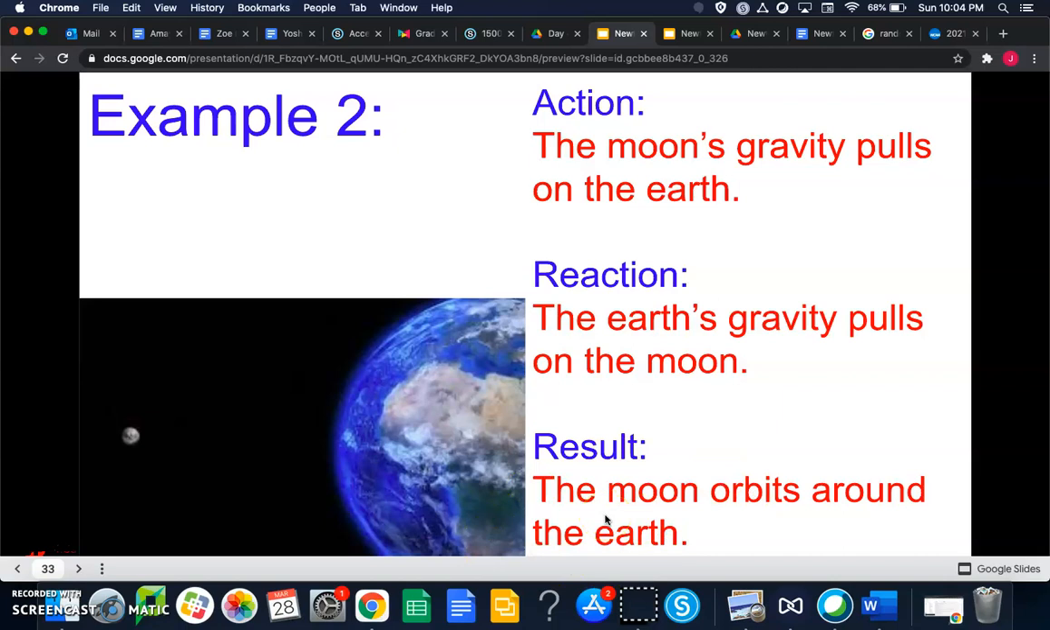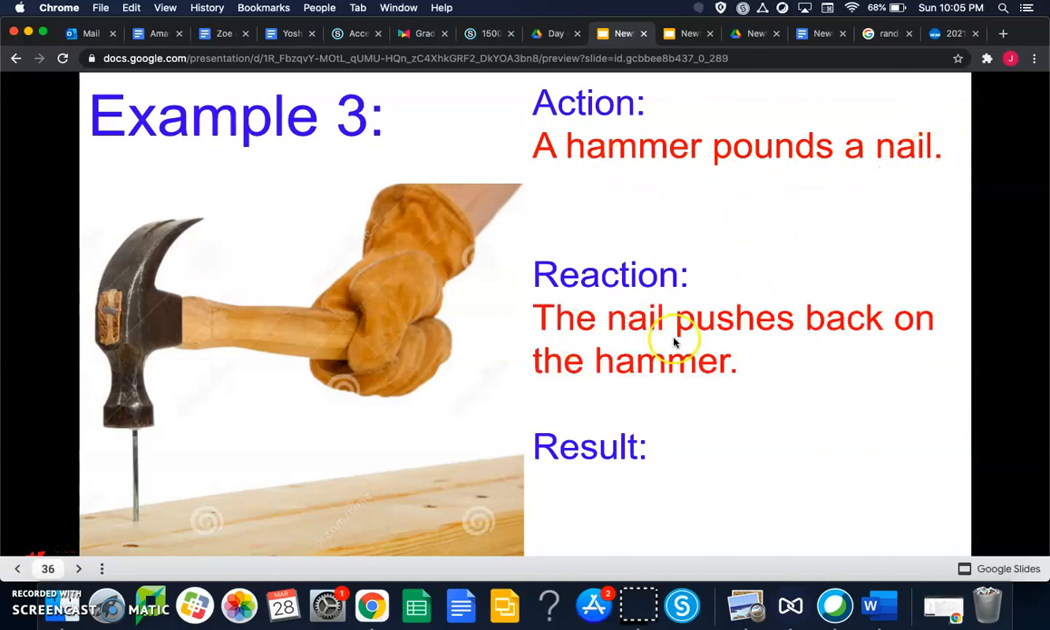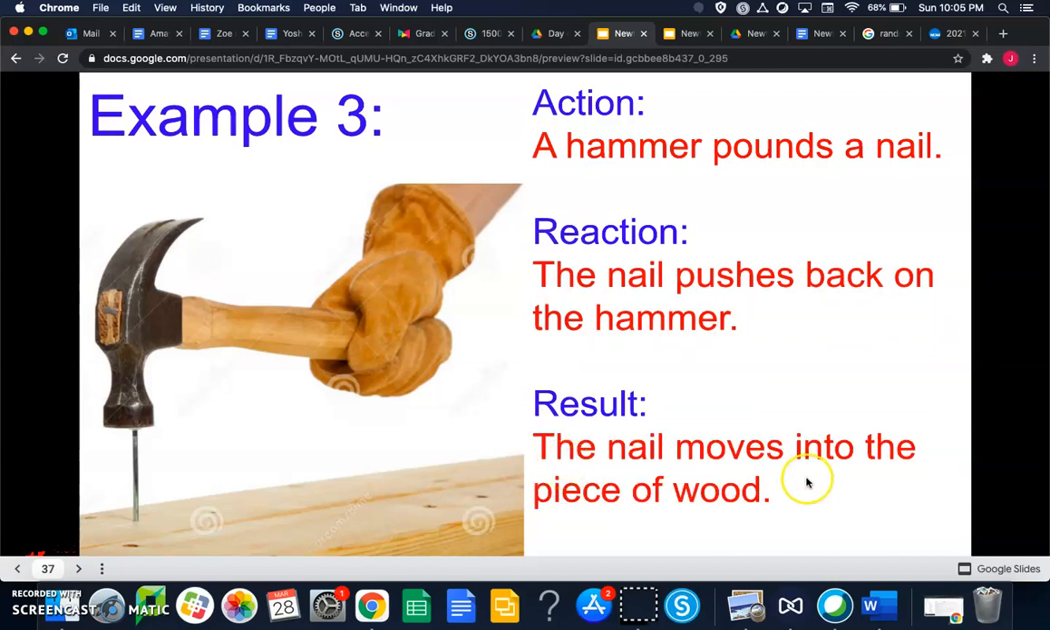Let's go through one more example. Action: a hammer pounds on a nail. Reaction: the nail pushes back on the hammer. Result: the nail moves into the piece of wood. Action, reaction, and result.